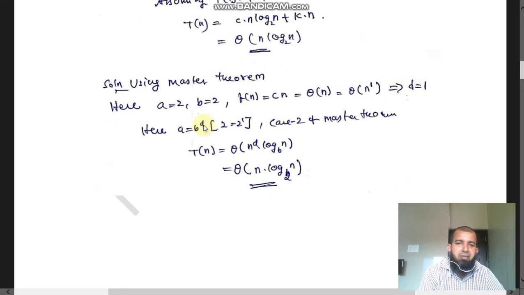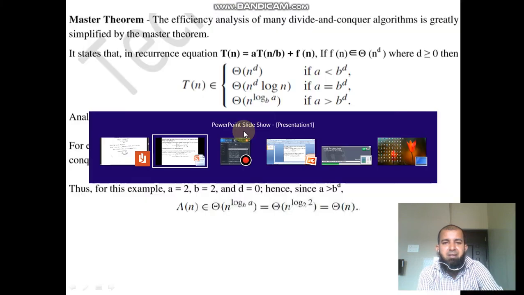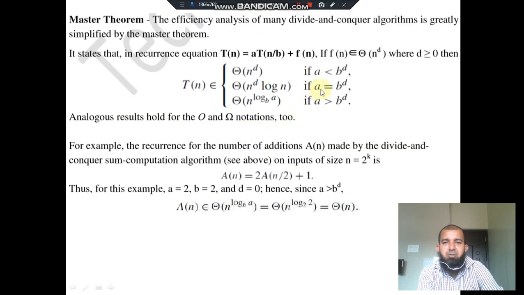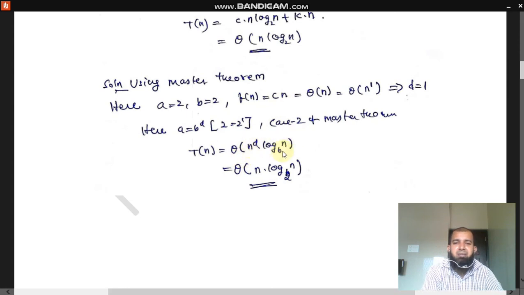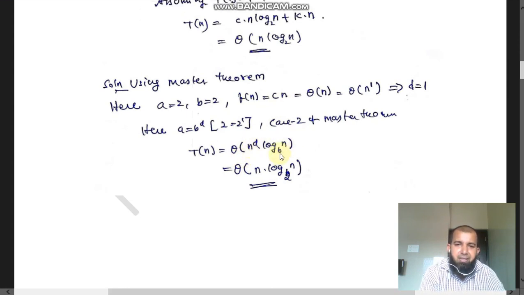Here a is equal to 2, and b to the power of d is 2 to the power of 1, which is 2 only. So a and b to the power of d are both the same. If a is equal to b to the power of d, that means case 2. Case 2 means T(n) belongs to theta of n to the power of d log n base b. Here the d value is 1, so n to the power of 1 is n only, and log n base 2, since the b value is 2.